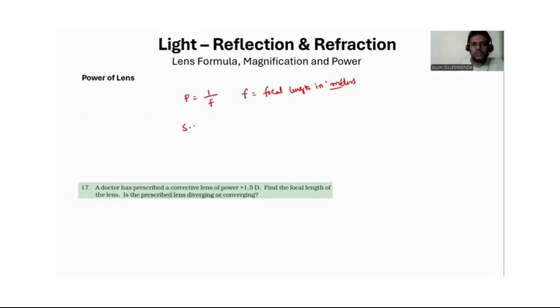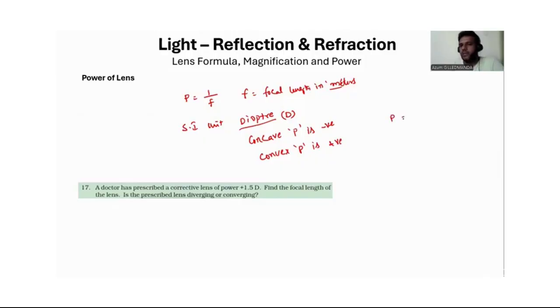So the SI unit of power is the diopter, or you can represent it with capital D. So for concave lens, the power P is always negative because the focal length is negative. That's why the power value is also negative. And similarly, for convex lens, the power is a positive value. So for example, let's say the power is plus 3 diopters. That means this is a convex lens.